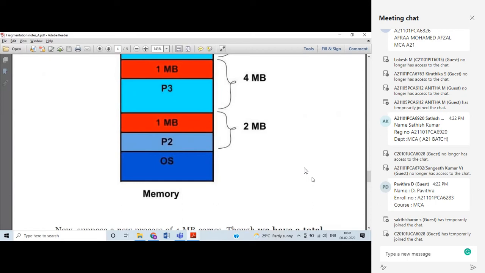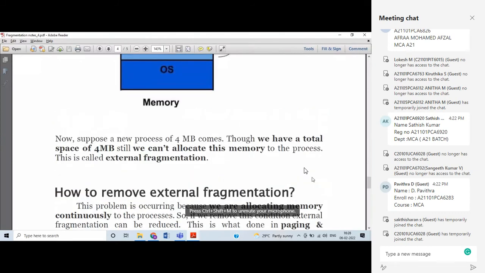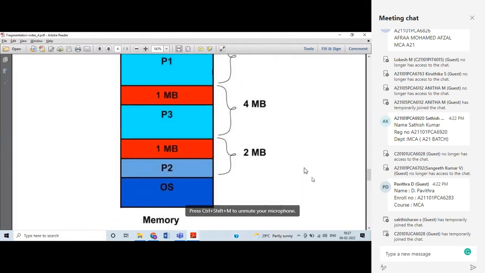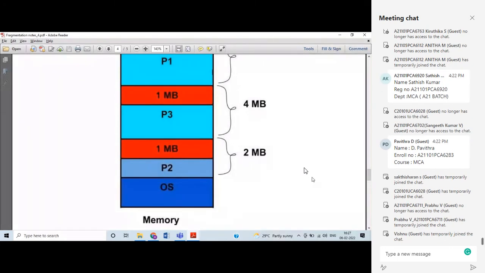Students, do you understand what external fragmentation is? Yes ma'am. Tell me, if there is a 1 MB space, it can allow it. If the size of the process is equal to 1 MB, we can allot. Yes, okay. If the size is greater than that, we cannot allot it contiguously.